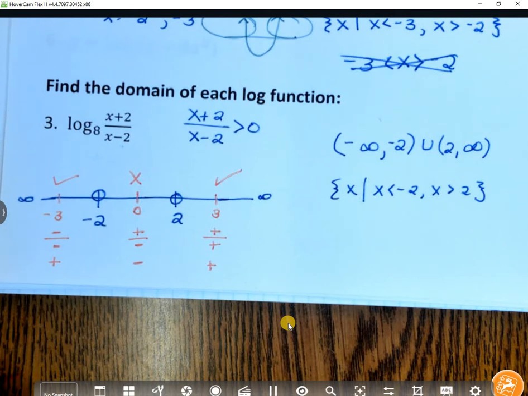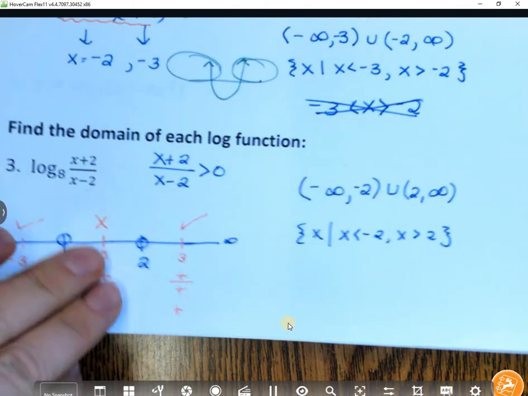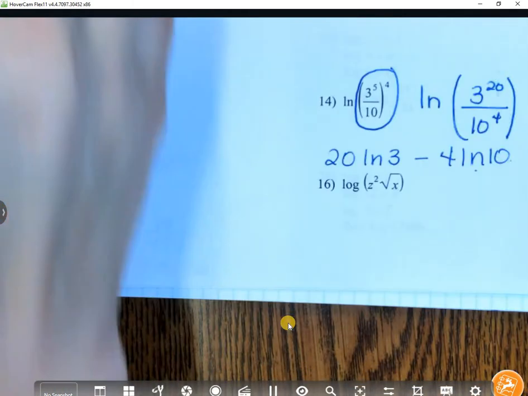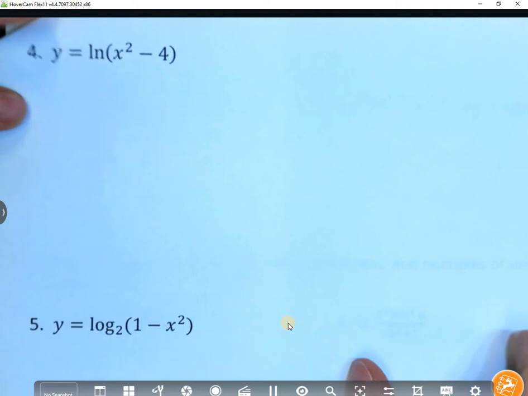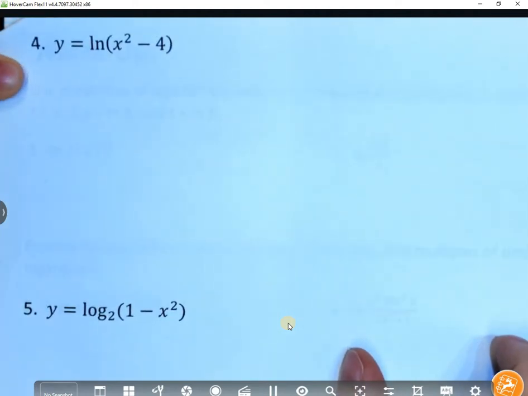Okay? Hard part here is the algebra. It kind of stinks. We're kind of in an algebra 3 moment right now, where we'll spend a lot of time in an algebra 3 moment. All right. I want you to do 4 and 5 on your own.